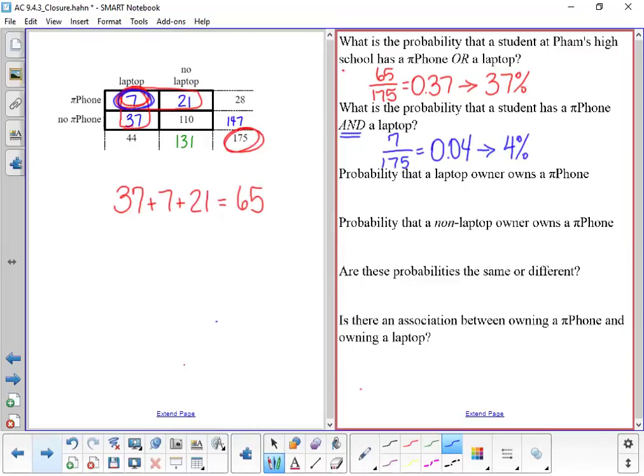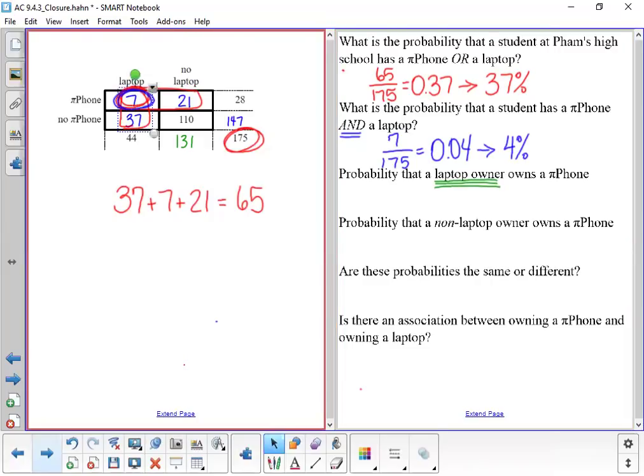Okay, the next question says, what is the probability that a laptop owner owns a Pi phone? So this is super important right here. We are only looking at the laptop owners. So I want to find out what is the probability that the people who own laptops also own a Pi phone. So instead of doing it out of 175, now I'm going to restrict what I'm looking at. I only care about the people who own a laptop. So now I am just looking at this column of the table.